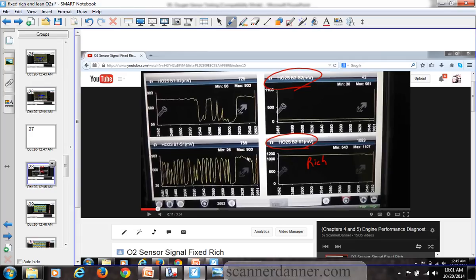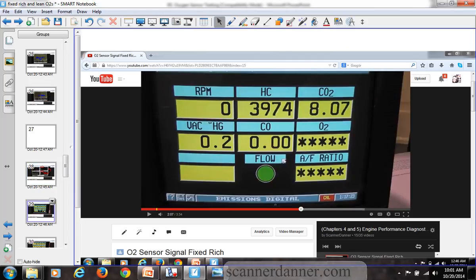Why would the downstream be fixed lean? Because the computer's reaction to a rich signal is to do what? Take fuel away. And if the computer's taking fuel away, won't the downstream be flooded with a lean condition? And that's what's causing that. This is a dead O2, comparing upstreams and downstreams. And then reinforcement here, guys.